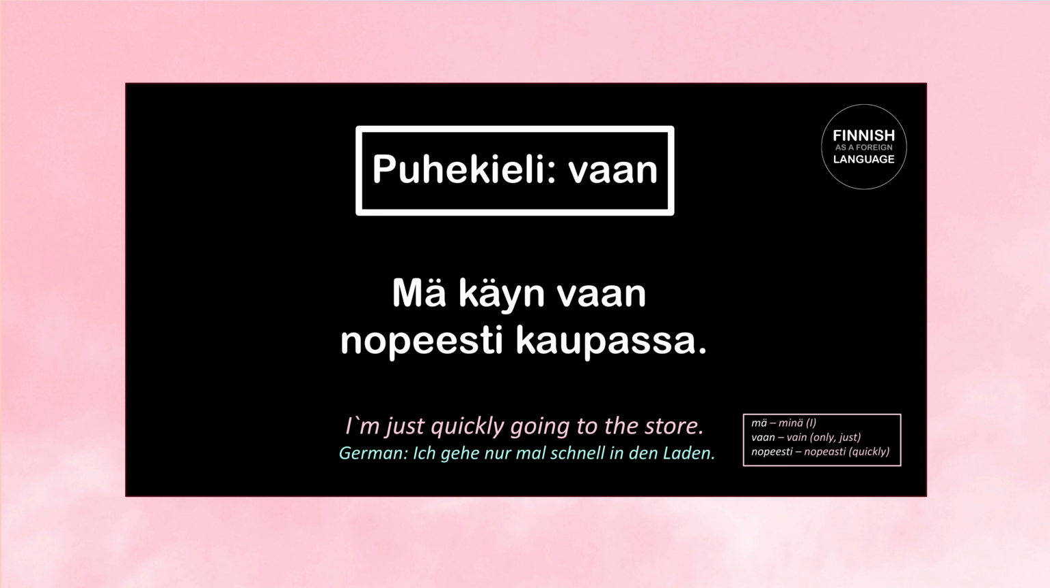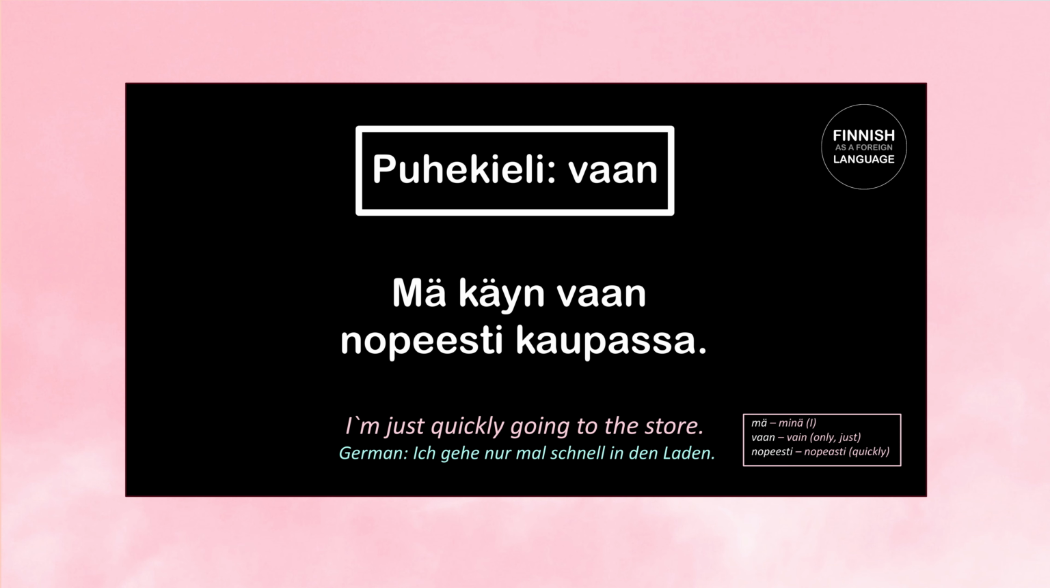Nopeasti here means quickly. So nopeasti is, by the way, an adverb. And kaupassa is the inessive case of kauppa, which means store. Why do we use the inessive case here? Because of the verb käydä. So when we have käydä plus a location, then the location has to stand in the inessive case. So let's repeat. Mä käyn vaan nopeasti kaupassa. I'm just going quickly to the store.